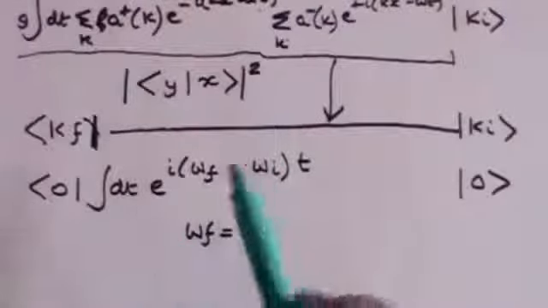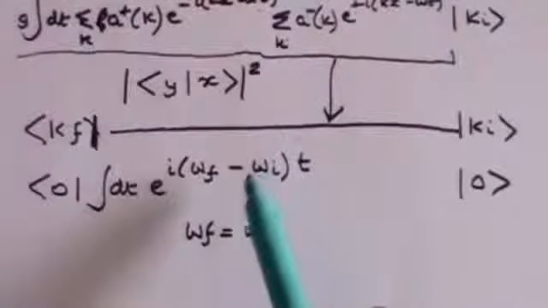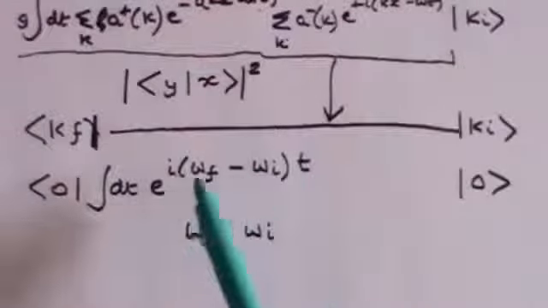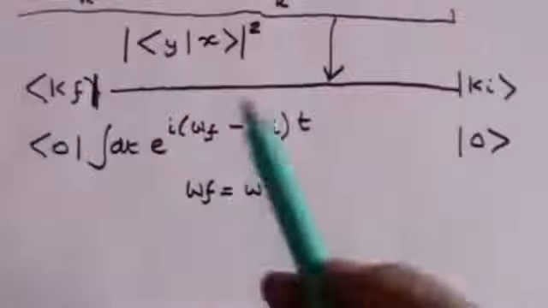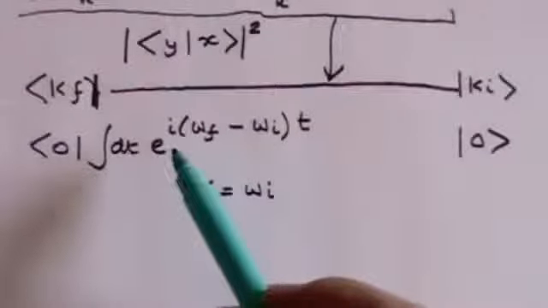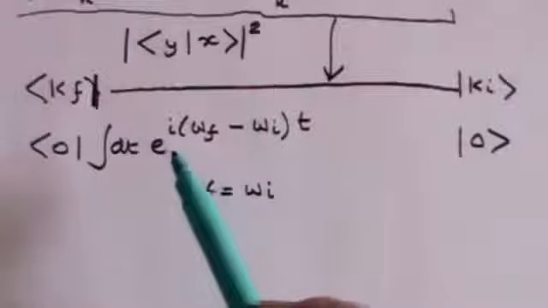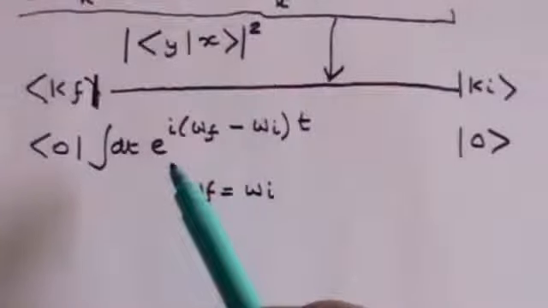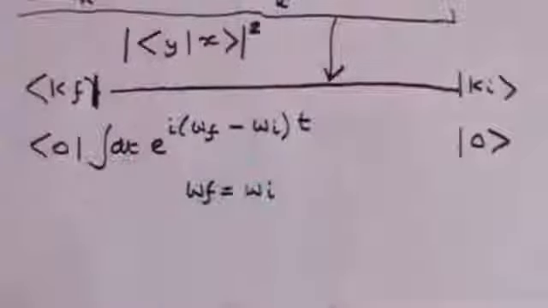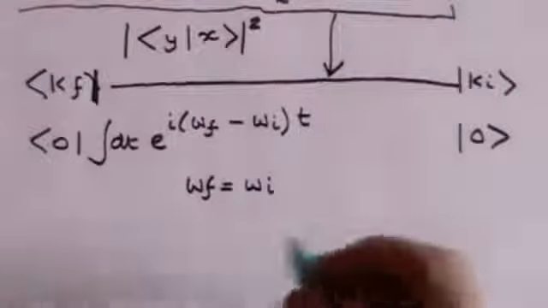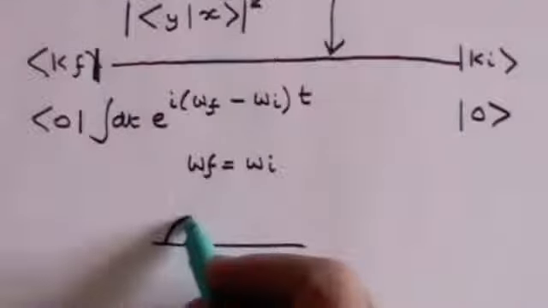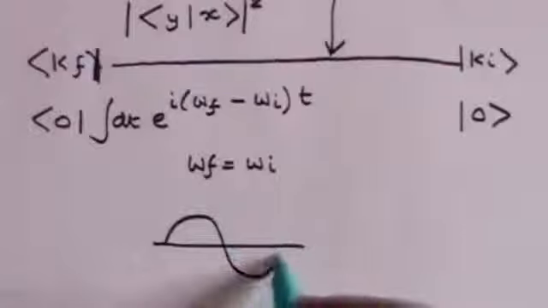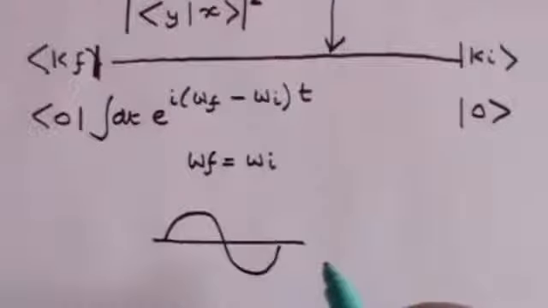That's doable. What happens if omega f does not equal omega I? Then there will be a number in this term here, and that means that you will have the combination of a cosine wave and a sine wave. And the integral of a cosine wave or a sine wave over time is equal to 0 for a whole wavelength. Why? Because, let me just draw, here's a sine wave. You could equally well draw a cosine wave. That's one complete wavelength.